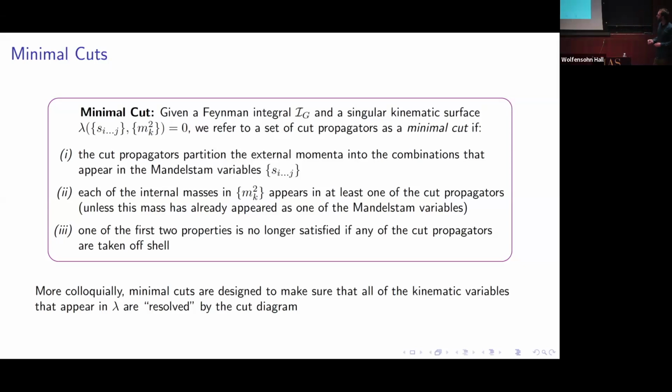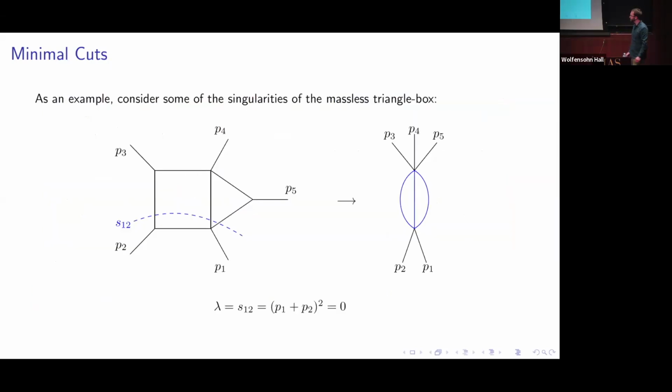And third, one of these first two properties should no longer be satisfied if any of our cut propagators are taken off shell. So more intuitively, minimal cuts are supposed to make sure that all the kinematic variables that appear in lambda are resolved by our cut diagram. Let me show you what that means in a couple of simple examples.